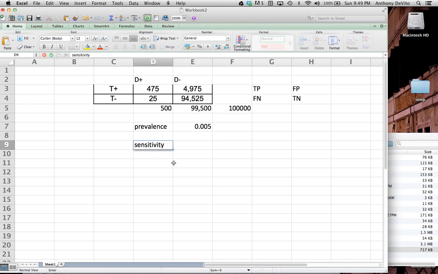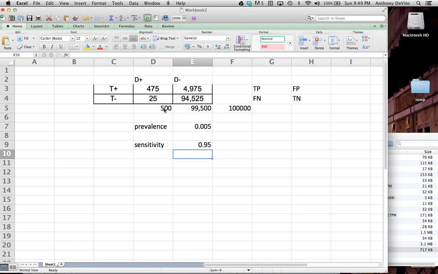Okay, sensitivity is the probability that the test will correctly identify people that have the disease. In other words, out of 500 people who have the disease, how many did it correctly identify as testing positive? So it's going to be equal to 475 out of the 500 people who have the disease. In other words, the sensitivity is 95%.